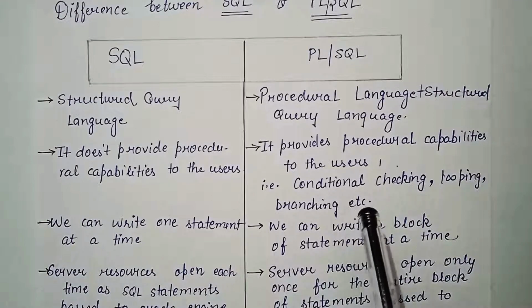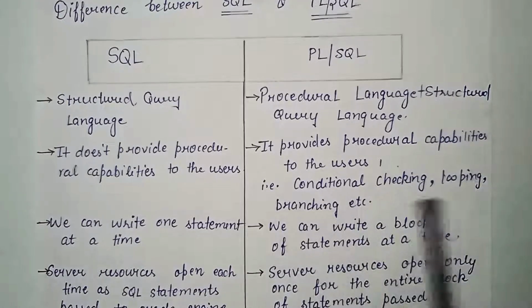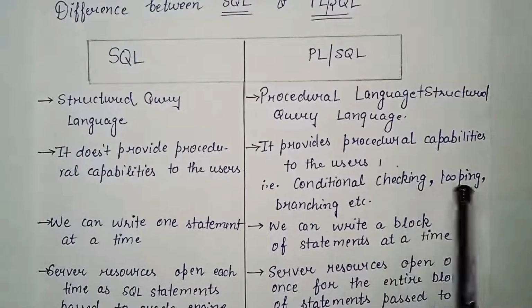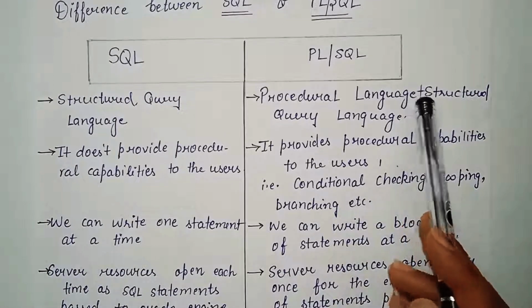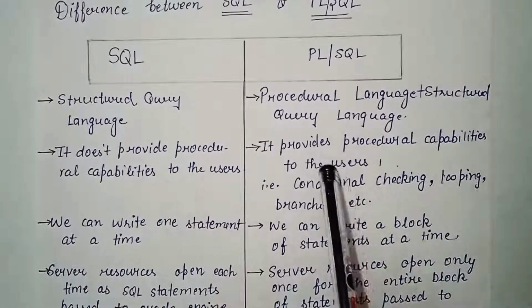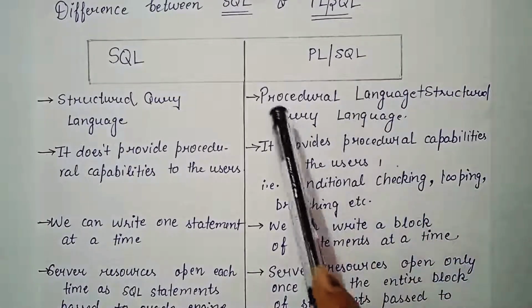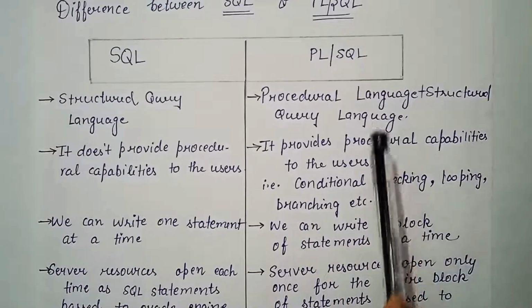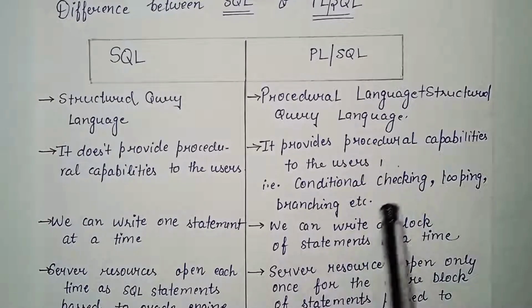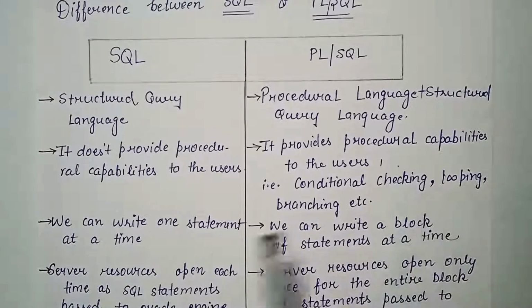Okay, so if you know C language or C++ language, then you clearly know about all these concepts, that is, what conditional checking, looping, branching, etc. are. Okay, so this is the reason I have written a plus symbol over here, that is, it is an enhancement over the SQL language. In PL/SQL, there is one advanced feature provided, that is the procedural language. Okay, so it's a procedural language that allows us various procedural capabilities like conditional checking, looping, and branching. So this is what the PL/SQL and SQL difference is about.